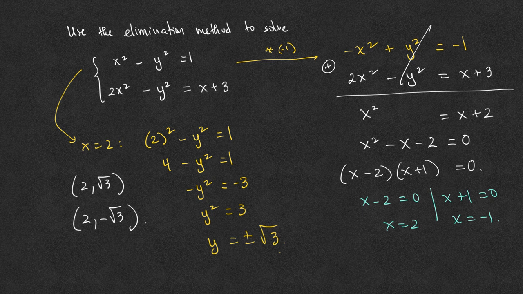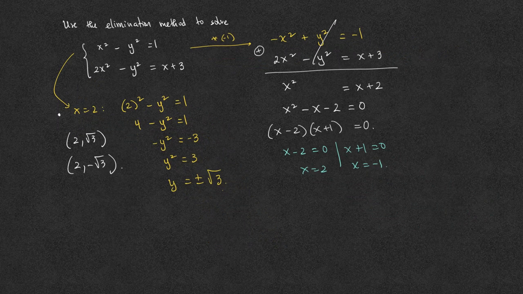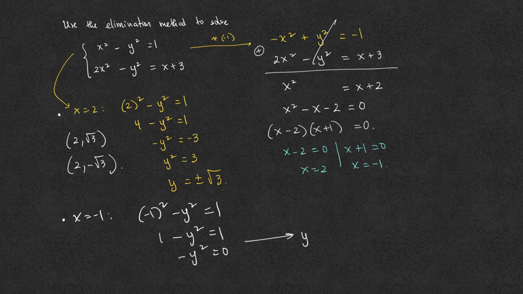Next, we will plug in x equals -1 to check the other solutions. When x equals -1, the first equation is -1 squared minus y squared equals 1. So this is 1 minus y squared equals 1. -y squared equals 0, and so we must have y equals 0. With x equals -1, we only obtain one solution. x equals -1, y equals 0.